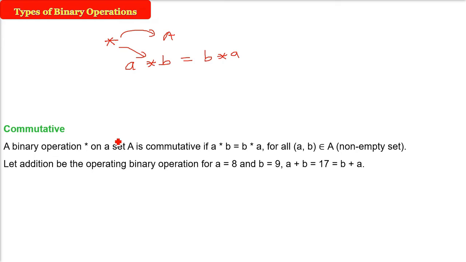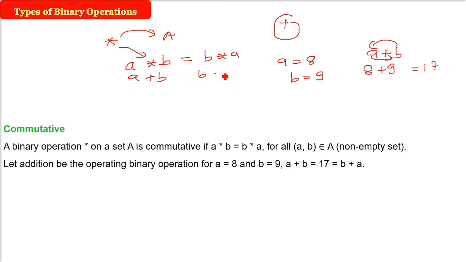So let us take an example. Because this star has to be given some value, either negative, positive, division or multiplication, let us take it as plus. Any set you can take. I'm just taking a random set and I'm saying that a is 8, b is equal to 9. So a plus b is what? It's 8 plus 9, which is equal to 17. And now commute it. Let us take now b plus a. So b plus a will be what? It's 9 plus 8, and that is also equal to 17. That is, it is commutative.